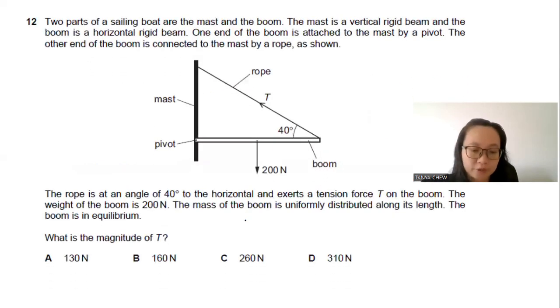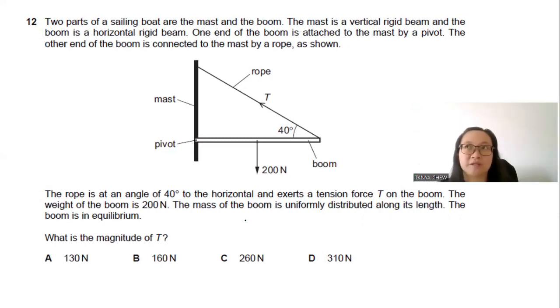So question number 12. Two parts of a sailing boat are the mast and the boom. The mast is a vertical rigid beam and the boom is a horizontal rigid beam. One end of the boom is attached to the mast by a pivot. The other end of the boom is connected to the mast by a rope as shown. The rope is at an angle of 40 degrees to the horizontal and exerts a tension force T on the boom. The weight of the boom is 200 Newton. The mass of the boom is uniformly distributed along its length. The boom is in equilibrium.